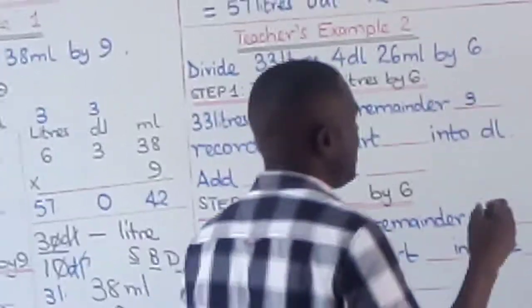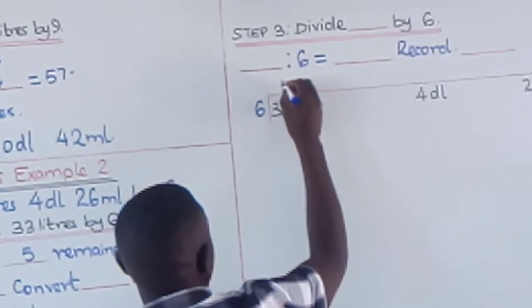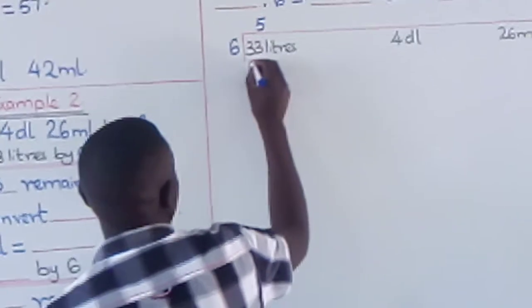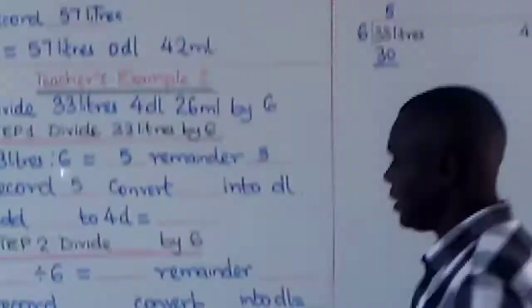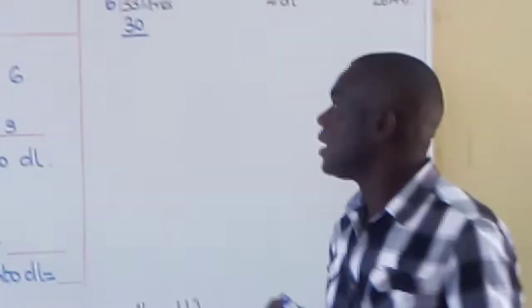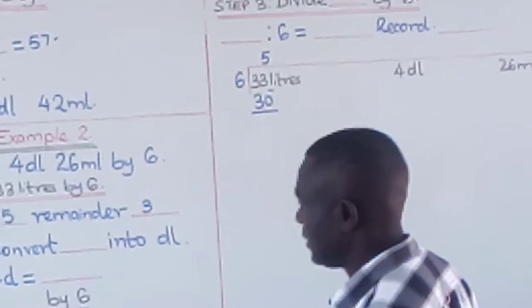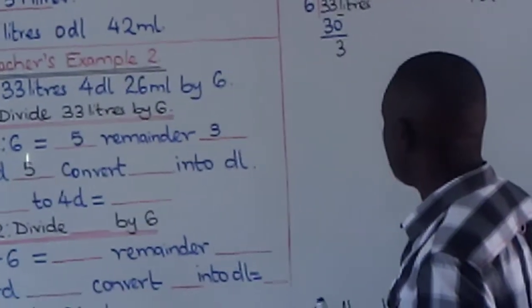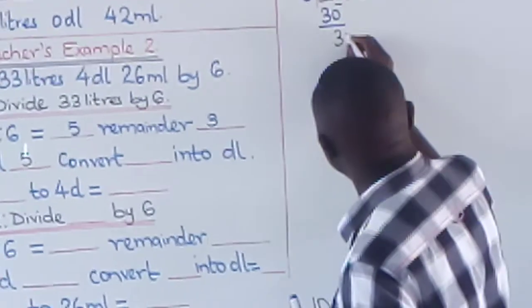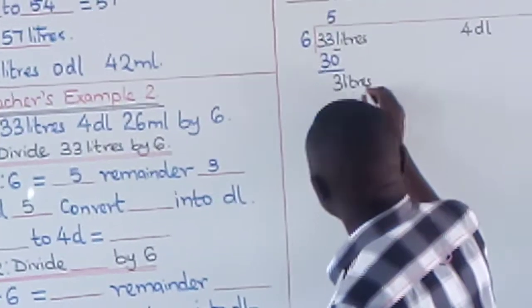Now, let's record 5 here. Recorded here 5, and we should know it because of 30. Then we do an operation. Yes, Dorian. Which operation? Very good. We subtract. The remainder is 3. Right? That is the remainder. This is 3 liters, boys and girls.